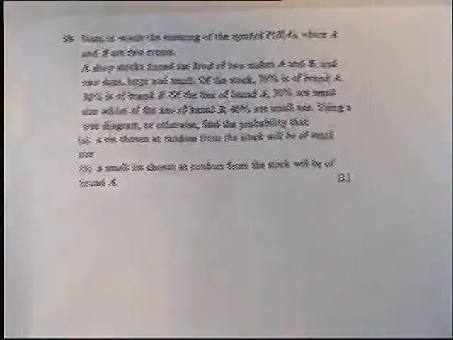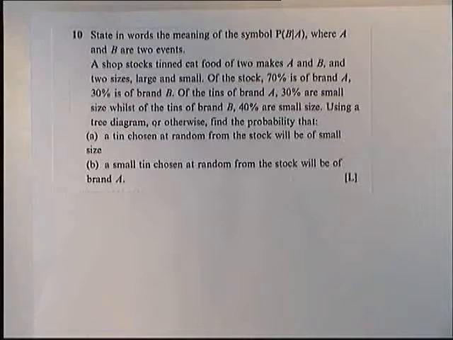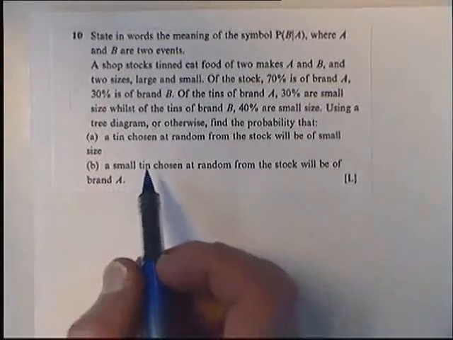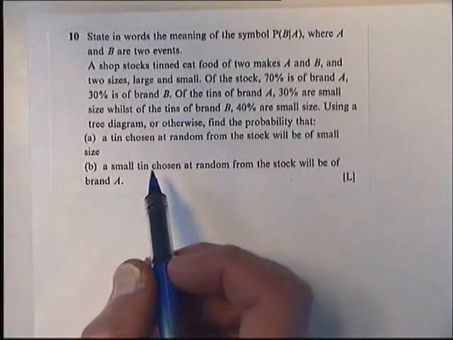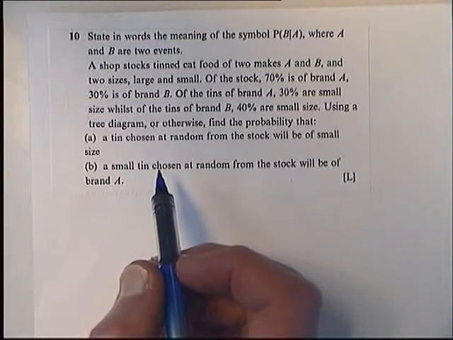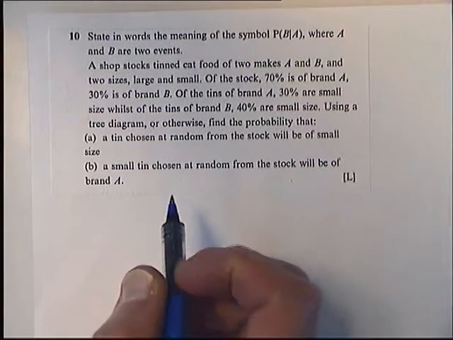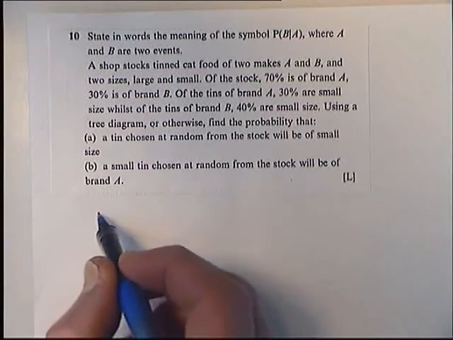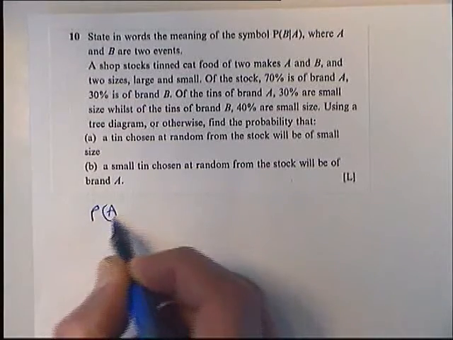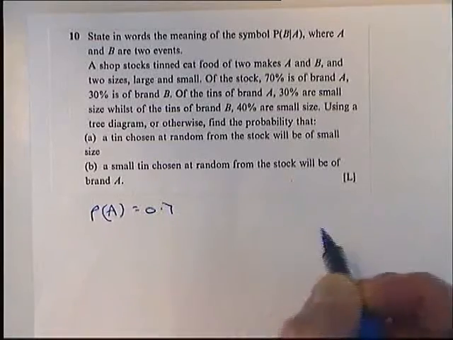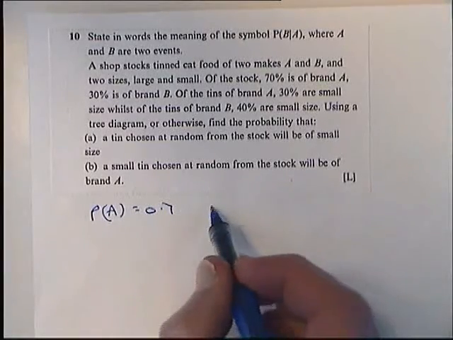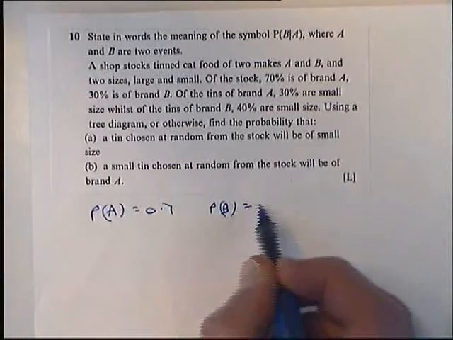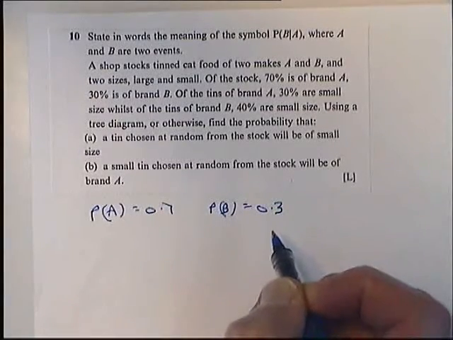Okay. The fact that that's up in the top of the question suggests that we're probably going to have to use something to do with that in the question. So let's go through the question. A shop stocks tinned cat food of makes A and B and two sizes, large and small. Of the stock, 70% is of brand A. So I'm going to write that statement down straight away. 30% is of brand B. I'm going to write that down straight away.